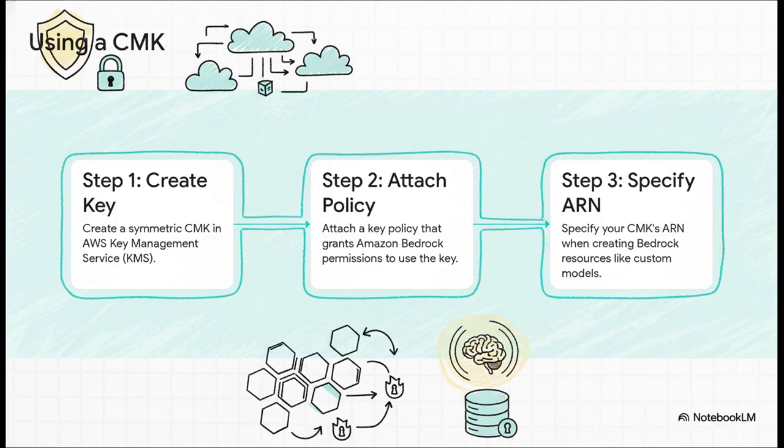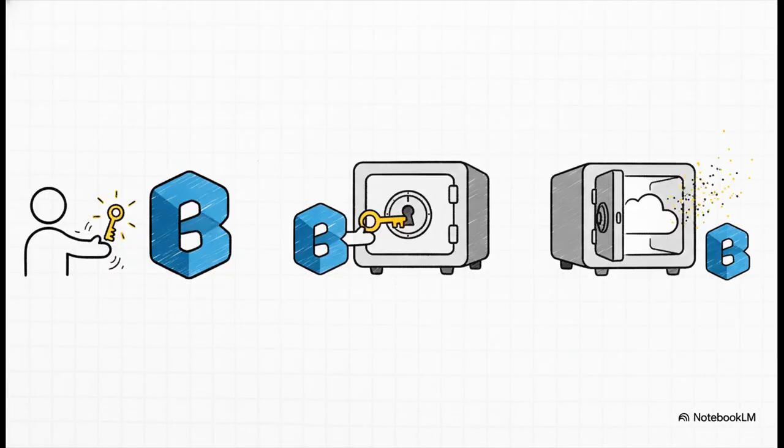And finally, when you go to create your custom model, you just tell it which key to use by giving it the key's unique identifier, its ARN. Now here's the really clever part, how this all works under the hood without ever exposing your key. Bedrock uses a mechanism called grants. The best way to think about it is like giving Bedrock a temporary, single-use key to your safe. It gets just enough permission to do a specific job, and the moment that job is done, poof, the grant is retired. It's just a really elegant and secure way to delegate permission.